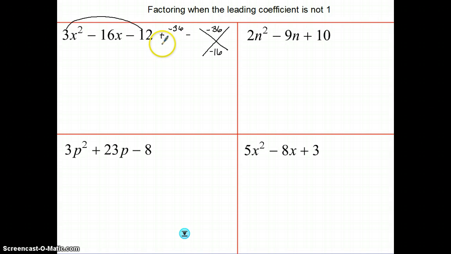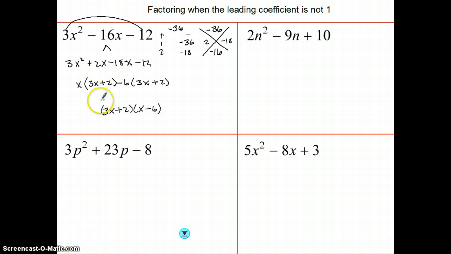One option is a positive 1 and a negative 36. I have a positive 2 and a negative 18, which do add to my negative 16, so these are the two I'm going to use. Rewriting my negative 16x as positive 2x minus 18x, we factor by grouping to get 3x plus 2 times x minus 6. Go ahead and pause the video and try the next 3 on your own.